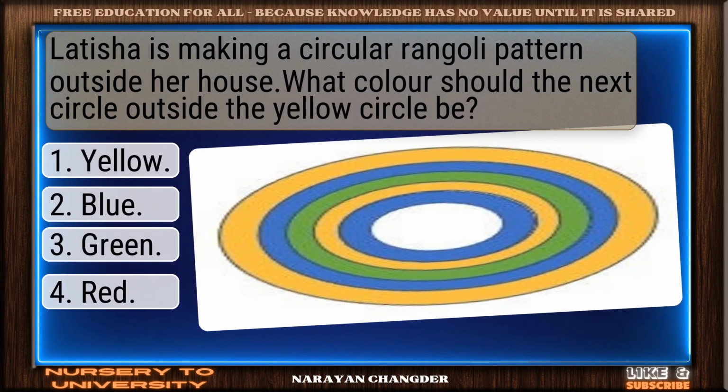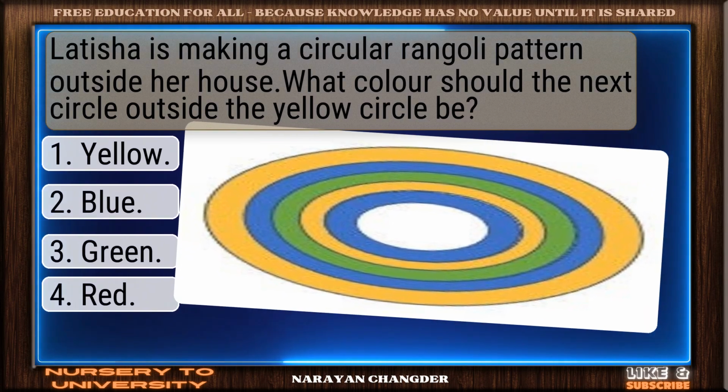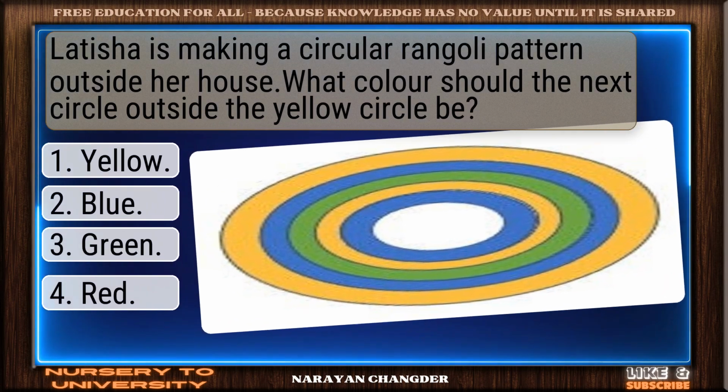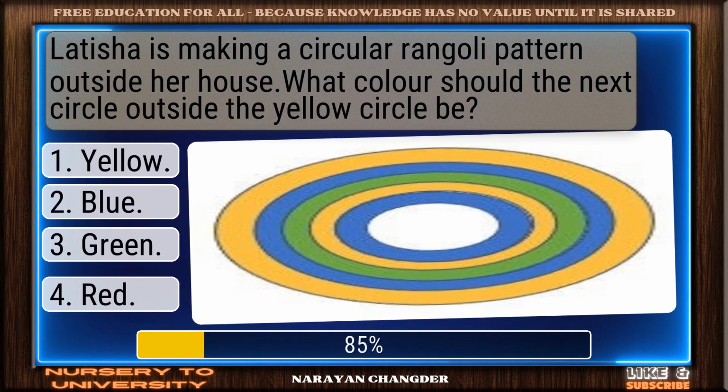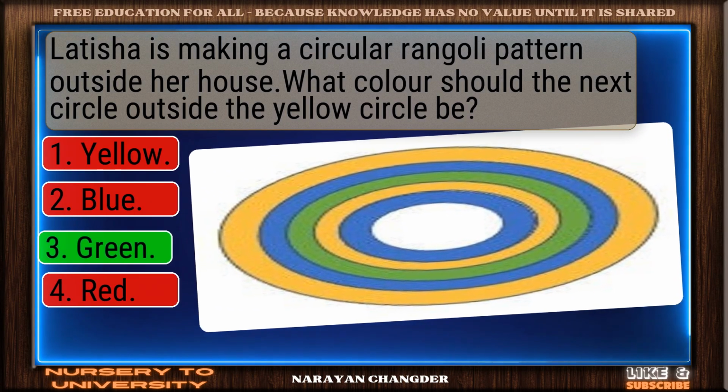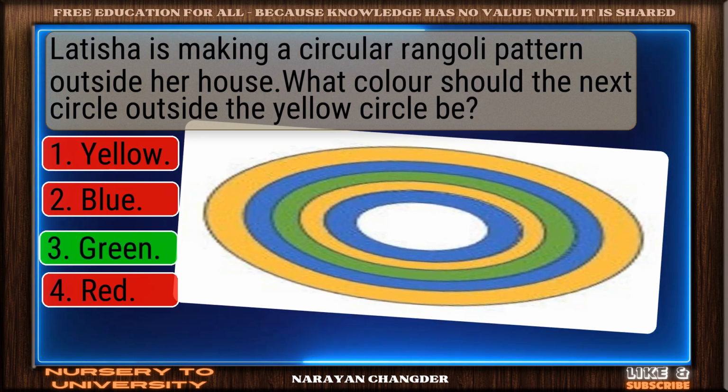Latisha is making a circular rangoli pattern outside her house. What color should the next circle outside the yellow circle be? Excellent choice. Green is the right answer.